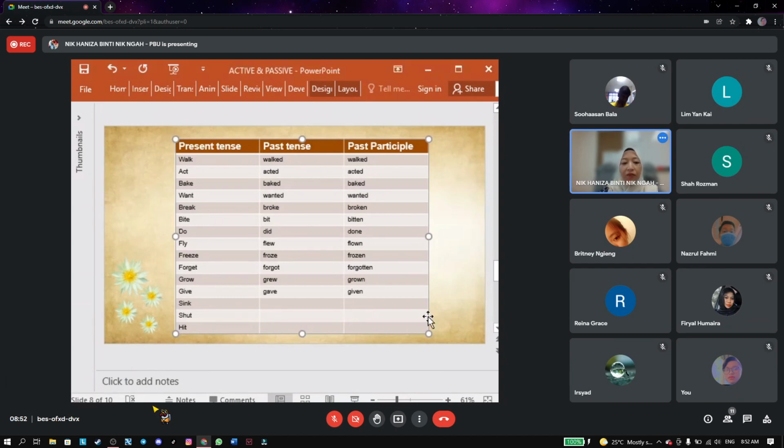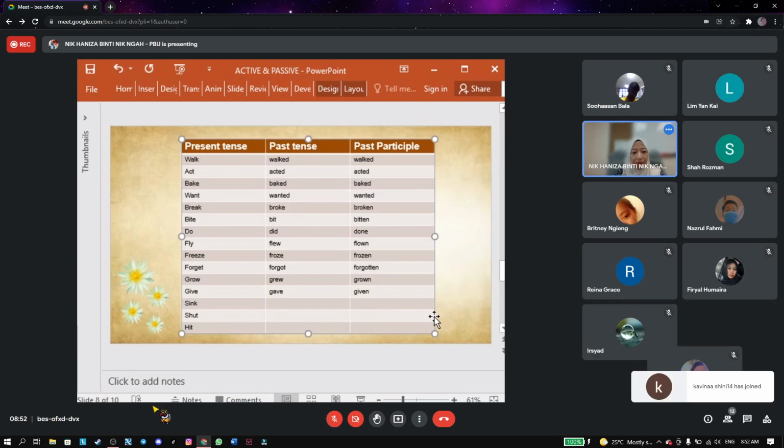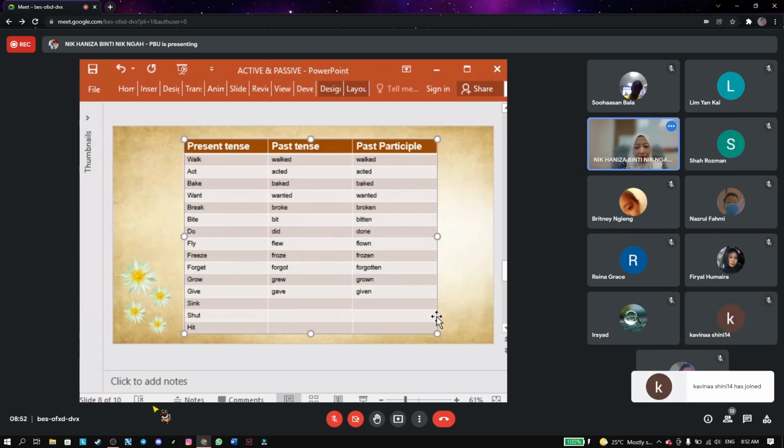Okay, sing. What is the past tense for sing? Sing. Sang. Past participle? Sung. S-U-N-G. Tempat dia Google ni. Nazrul, Google lah. Kau memang dah tahu ni.